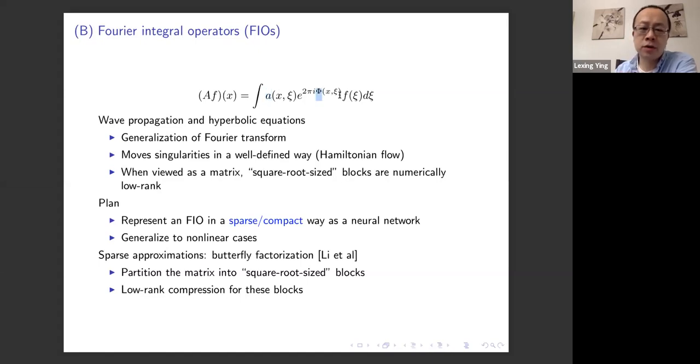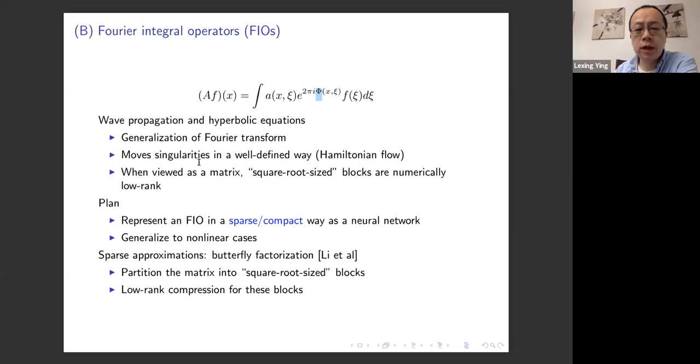This is called the phase function, okay? If you take the phase function phi to be x dot xi, this will go back to the pseudo-differential operator. But if you make phi more general, you'll be able to represent more complicated, more general operators. So it has been used quite a lot in wave propagation and in general hyperbolic systems.